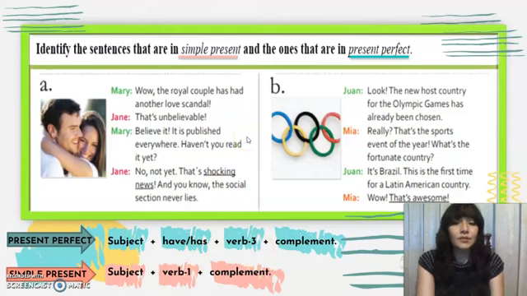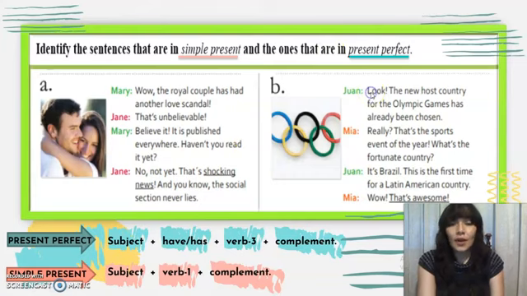So let's do this reading together. Let's do this activity together. Let's read. Wow! The royal couple has had another love scandal. That's unbelievable. Believe it, it's published everywhere. Haven't you read it yet? No, not yet. That's shocking news. And you know the social section never lies.